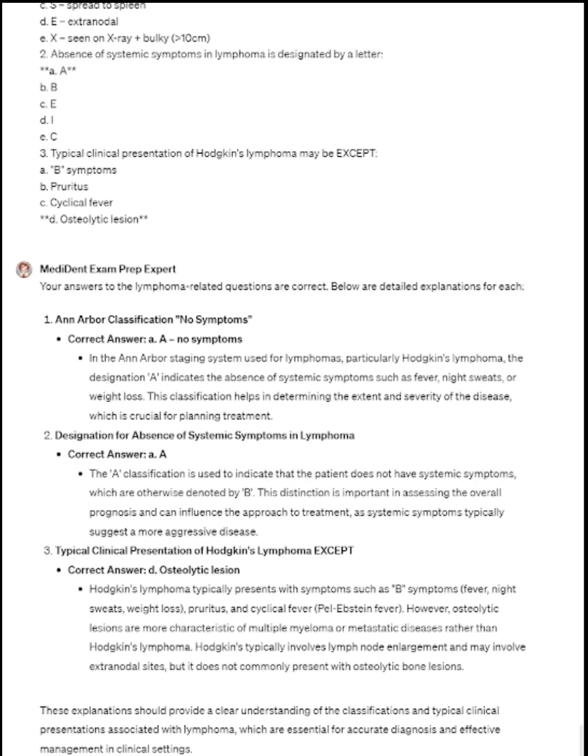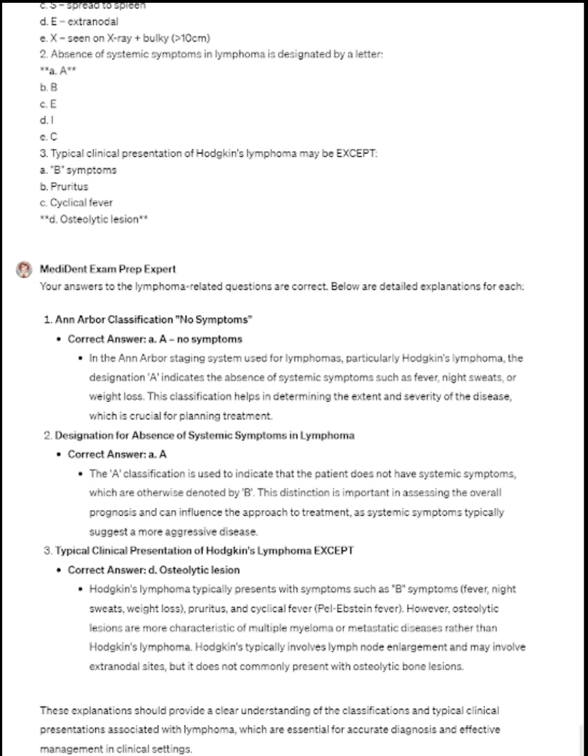Your answers to the lymphoma-related questions are correct. Below are detailed explanations for each. 1. Ann Arbor classification, no symptoms. Correct answer, A, no symptoms. In the Ann Arbor staging system used for lymphomas, particularly Hodgkin's lymphoma, the designation A indicates the absence of systemic symptoms, such as fever, night sweats, or weight loss.